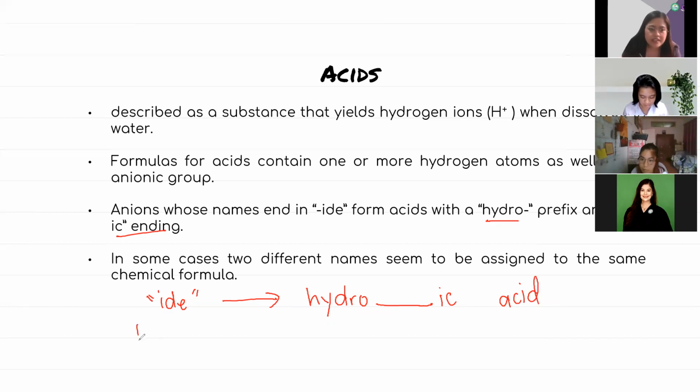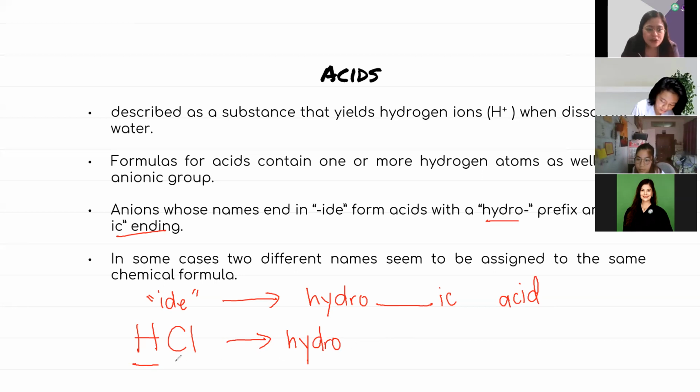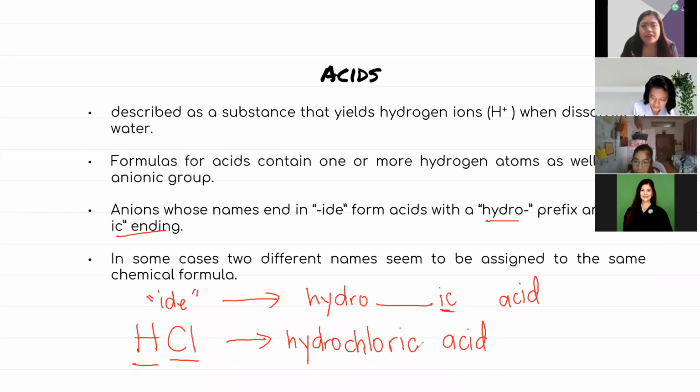So ano ba example niyan? Example, HCl. Now, the presence of hydrogen here makes this an acid. So ang tawag sa kanya, sa chlorine, di ba? Chloride. So ang magiging pangalan nito, again, ang prefix niya ay hydro. Tapos ang name ng anion, so this is chlorine. So instead of chloride, ang ending niya ay magiging IC. So this is called now chloric. Ayan, and the word acid. Okay, hydrochloric acid. Again, ang tawag dyan ay hydrochloric acid. That's how you name the acid.